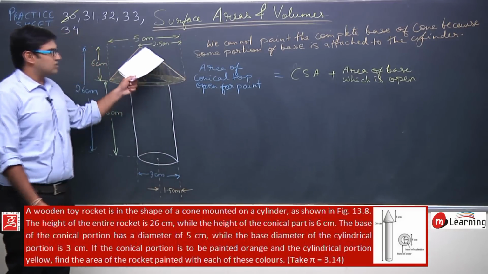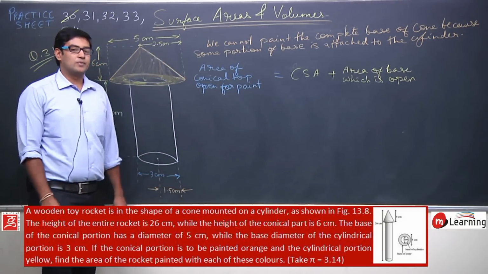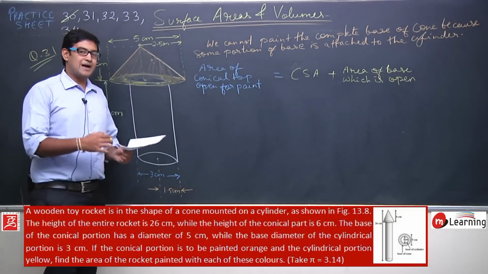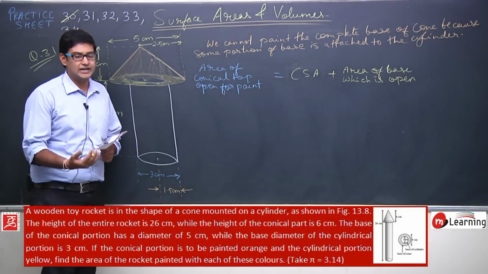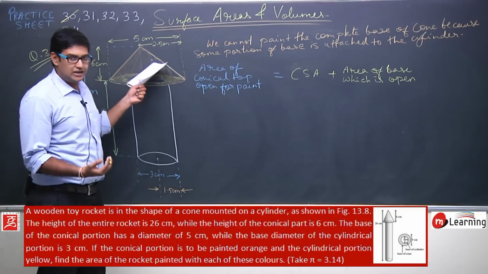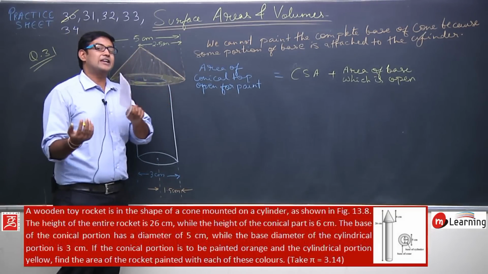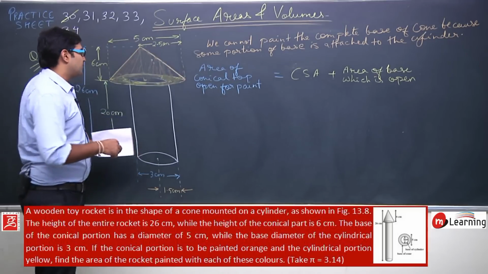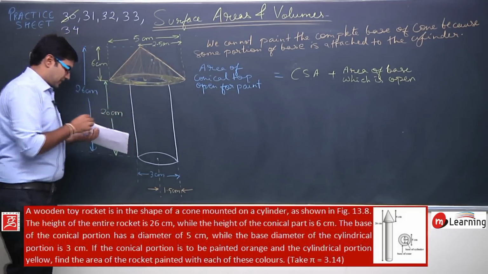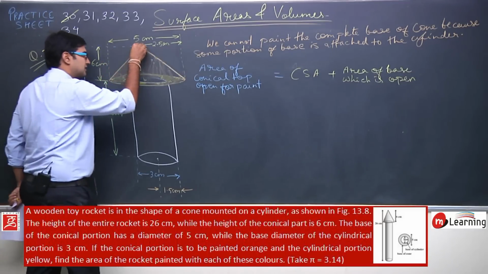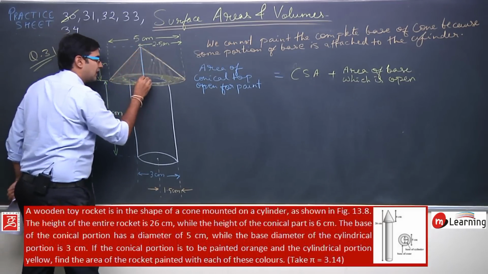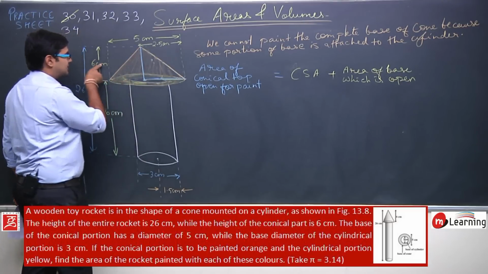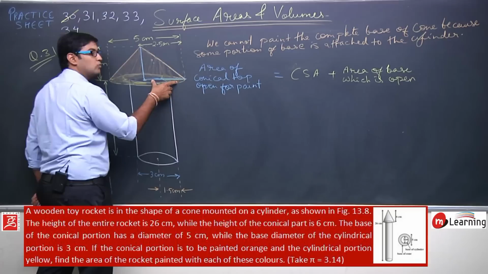Now what is the curved surface area of this conical top? The curved surface area of a cone is pi r l, that is pi into radius into slant height. But do I have the slant height? No, then definitely I need to calculate the slant height. How to calculate the slant height? For this conical surface, I can see this is the height and this is the radius. So this is the height which is 6 centimeter and the radius is 2.5.